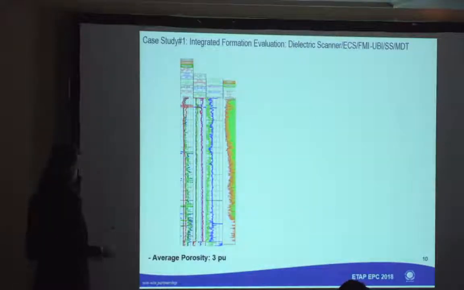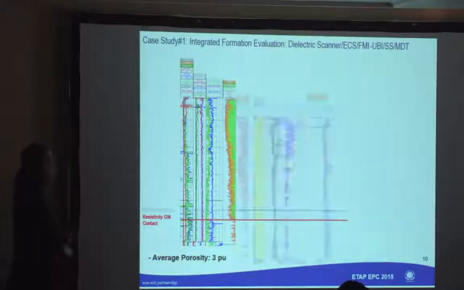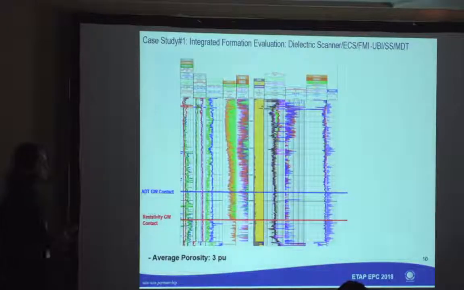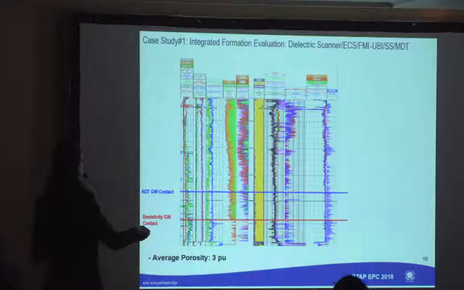So from the resistivity, from this saturation, we can put a gas-water contact at this depth, considering only the resistivity. But we had saturation from dielectric scanner, which shows that the contact is higher by around 60 meters from the contact from the resistivity. So here we have also the mineralogy.